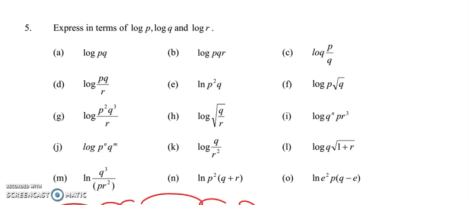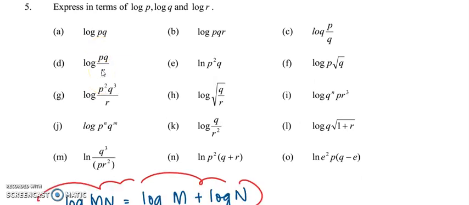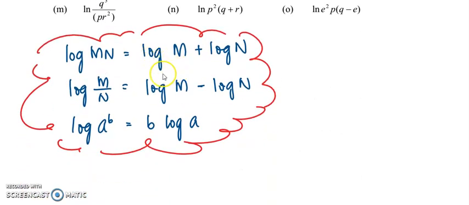Hi everyone, in this video we're going to learn how to express a single log term into a few separate log terms. Here I have a series of examples, A until O. Before I start, we will look at these laws of log. We're going to use these three laws to separate those log terms into separate log terms.